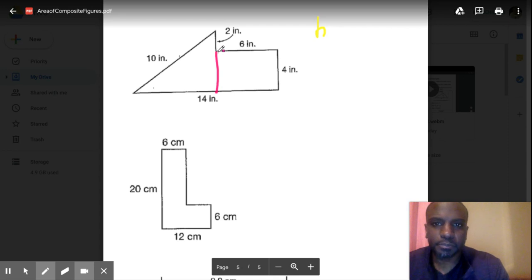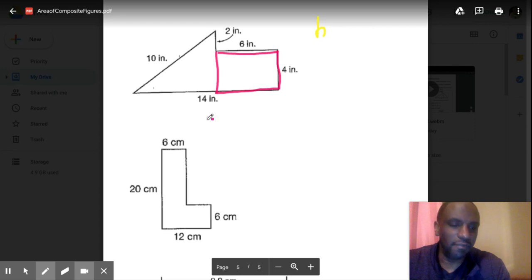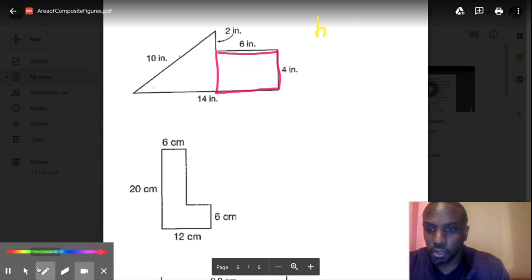Okay, I see a rectangle is 6 times 4. That's the area of that triangle. Now remember, that is not the area of the triangle, that's the area of this rectangle. The triangle has to have a base. So I'm looking at this and I'm saying, oh, okay, it has to have a base.